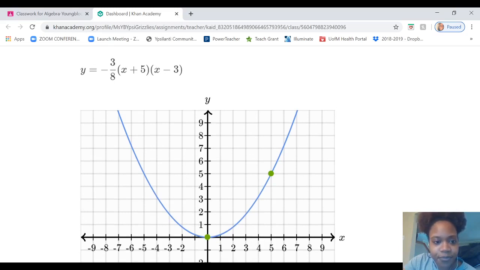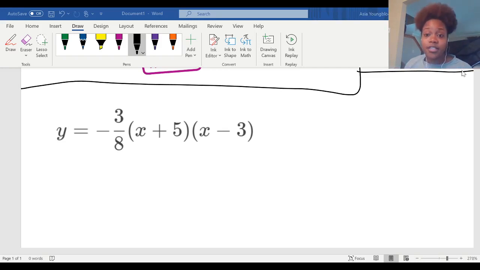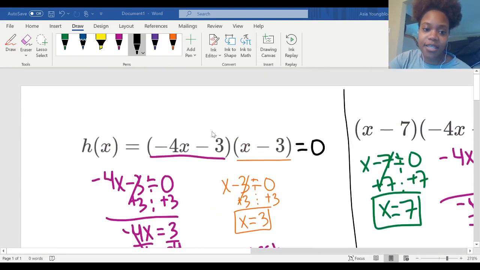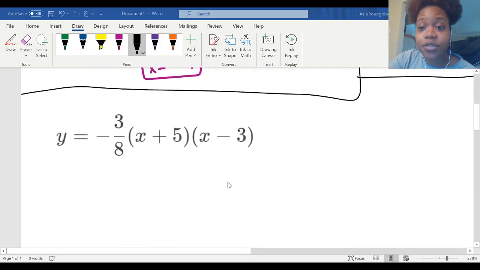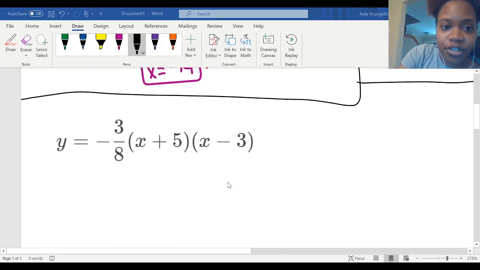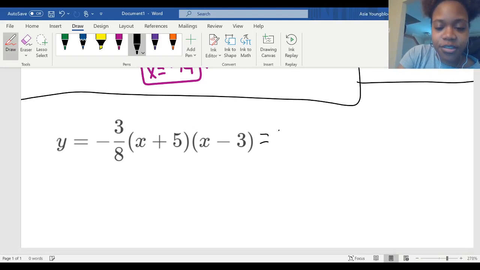So for this problem, we have this function, y equals negative 3/8 times (x plus 5) times (x minus 3). So let's move this over to our sketch pad and see how we're going to work with that. The easiest way to graph quadratic functions when they're written in this way is to find the zeros. So we're basically going to use the same method we used in these problems. Set it equal to 0 and find the zeros of the function. So set this equal to 0.